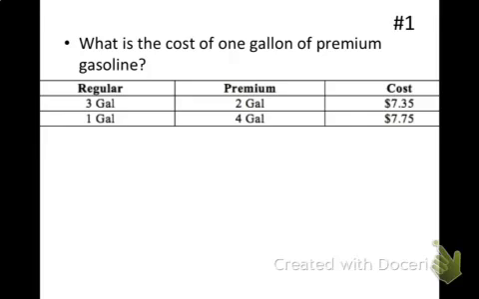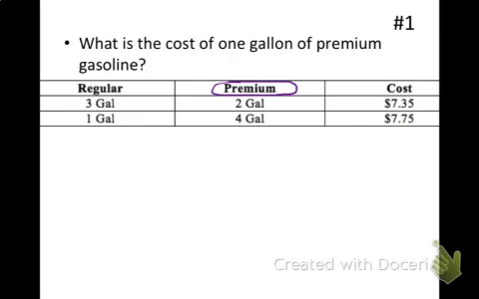The first problem gives us a table, and it shows us that if you buy 3 gallons of regular and 2 gallons of premium, the cost is $7.35, whereas if you buy 1 gallon of regular and 4 gallons of premium, the cost is $7.75. So what we want to find out is what is the cost of 1 gallon of premium. So that's all we need to find.